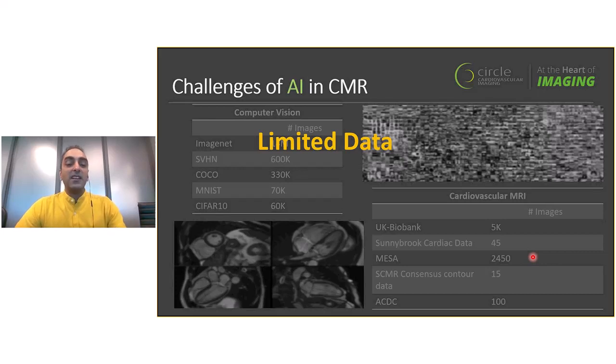Furthermore, there's also differences in magnetic field strength. Every manufacturer has different magnetic field strengths, right? There's 1.5 Tesla MRs and there's 3 Tesla MRs, and those different acquisition parameters cause different types of artifacts in the image. So you also run the risk of overfitting and not generalizing to all the different types of magnetic field strengths. On top of magnetic field strengths, you have variations in patient anatomy.